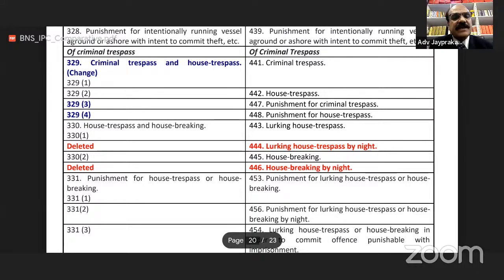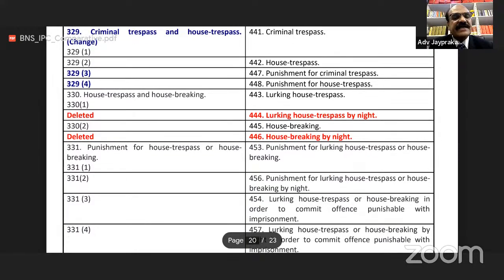Its corresponding section was in IPC 447. BNS section 329(4), punishment for house trespass. Its corresponding section was in IPC 448. BNS section 330, house trespass and house breaking. Its corresponding section was 443, lurking house trespass.